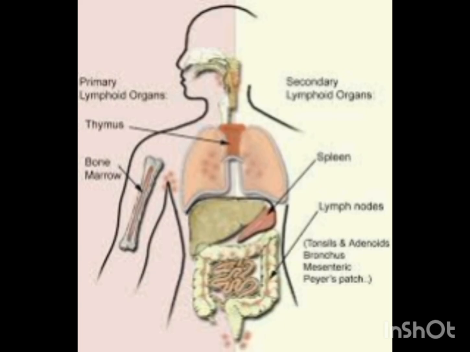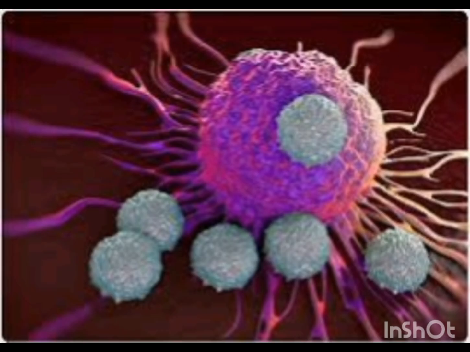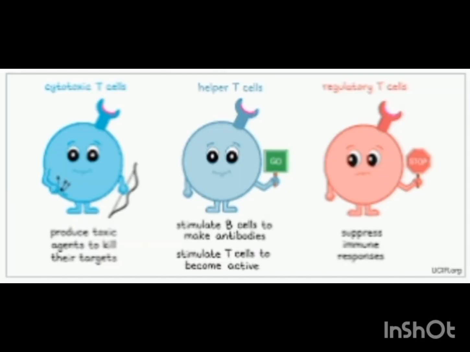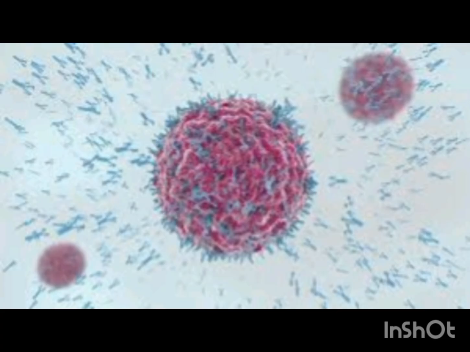Lymphoid organs are where maturation and proliferation of lymphocytes occur. And if we see the other types of immune cells, T cells and B cells. T cells stand for thymus derived cells or thymocytes, and B cells refer to B lymphocytes. Here B stood for bursa of Fabricius, which are the different types.